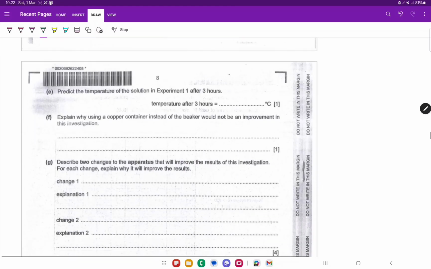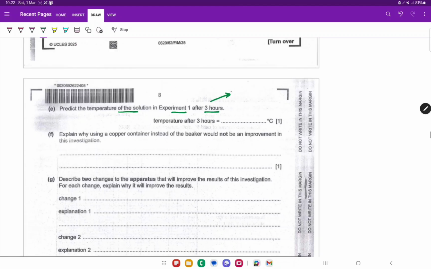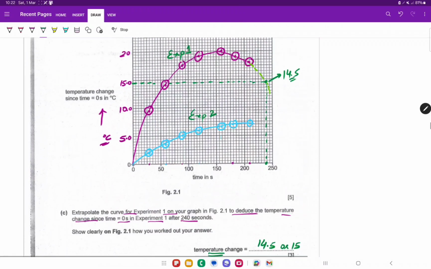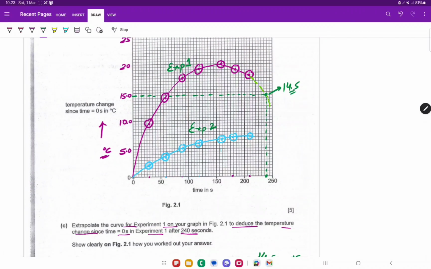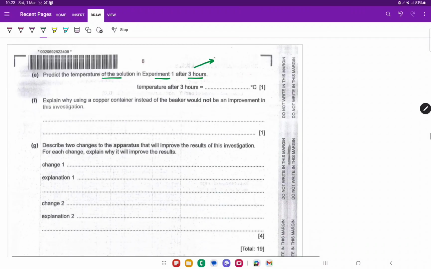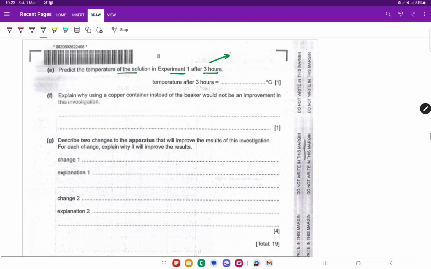Next part of the question is predict the temperature of the solution in experiment 1 after 3 hours. Now when the reaction is completed, with this graph we can see the reaction is completed in about 150 or about 200 seconds, and we are talking about 3 hours after the experiment. So whenever a reaction is completed and it is kept at room temperature, after 3 hours the temperature of the solution and the room will become same.